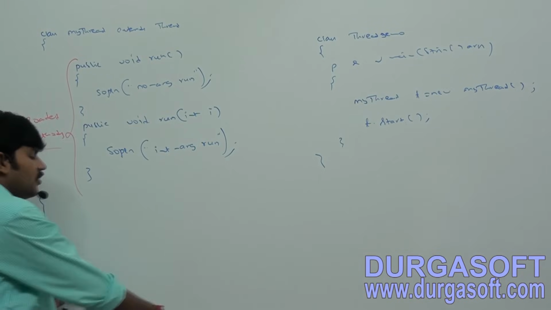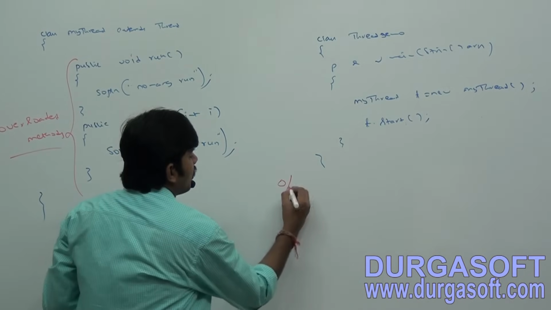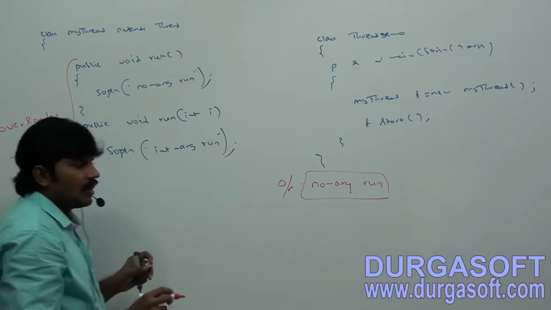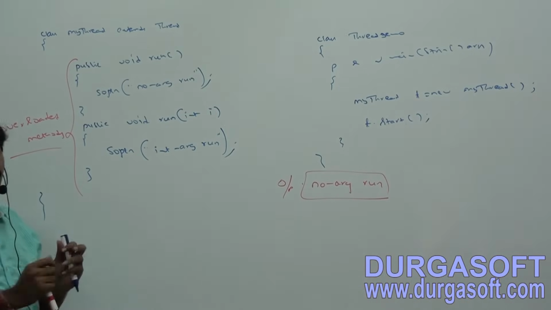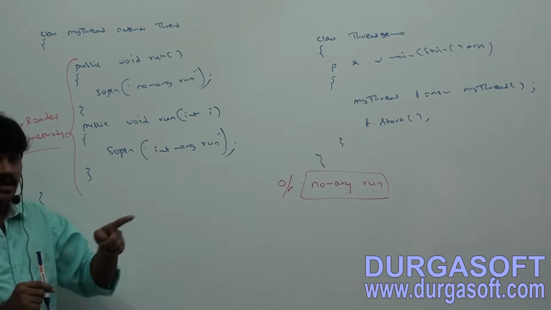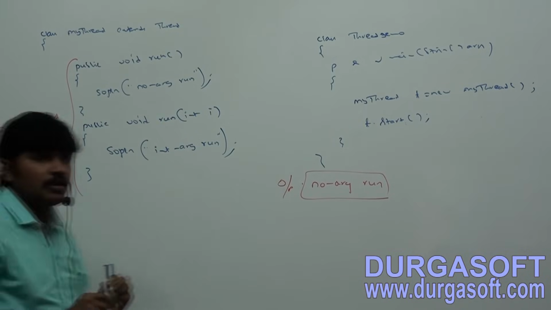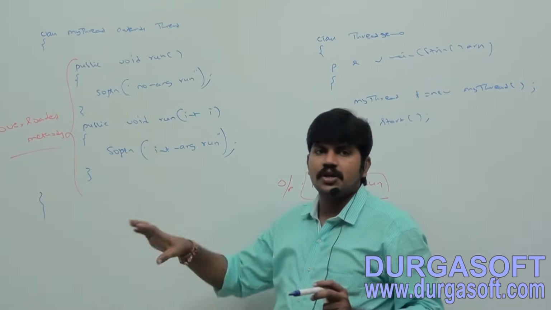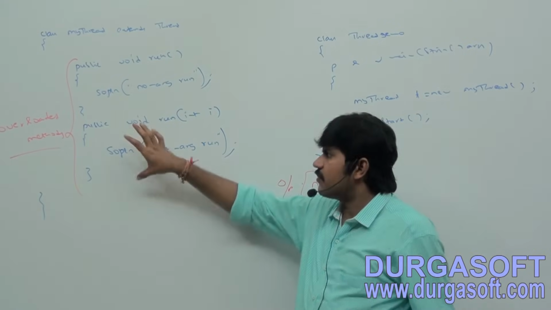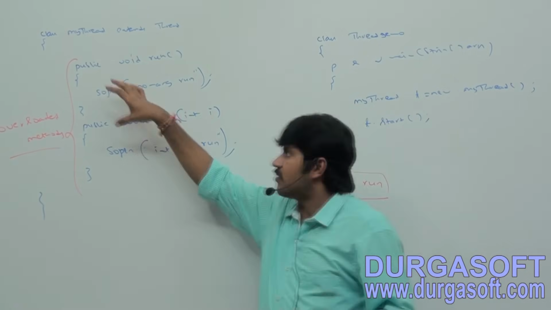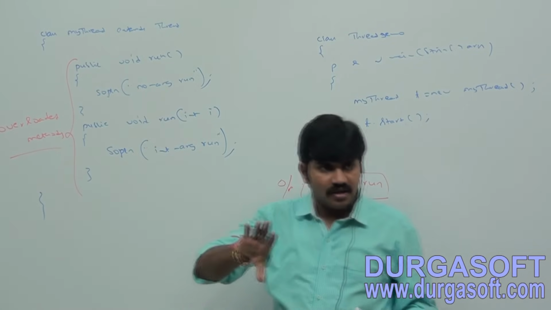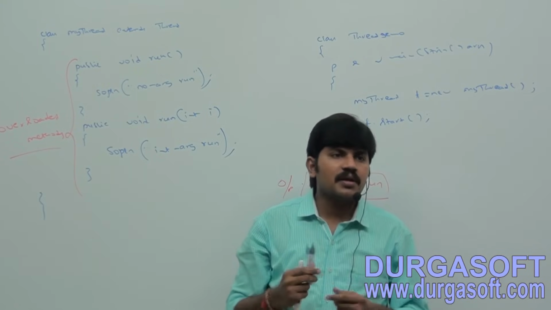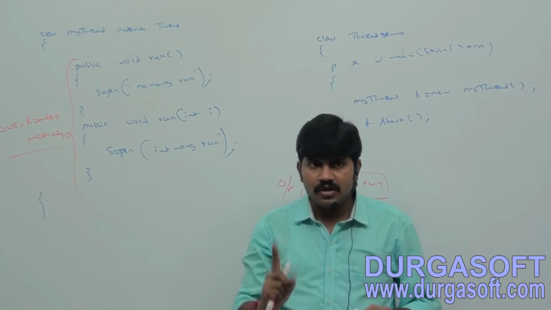If I run this code, can I tell what output I will get? The no arg run method is executed. The other overloaded method we have to call explicitly, then only that method will be executed, just like a normal method. But the thread class start method always requires which method? The no argument run method, right? Are you able to understand? So overloading of run method is possible, but the thread class start method always calls the no argument run method only.